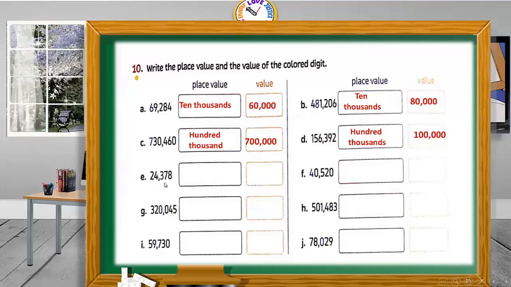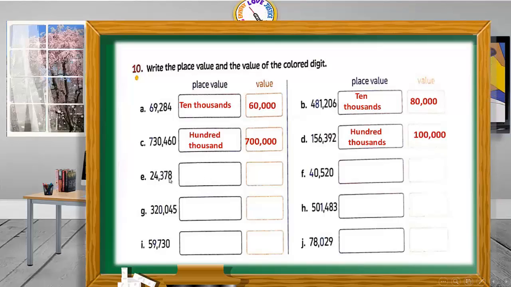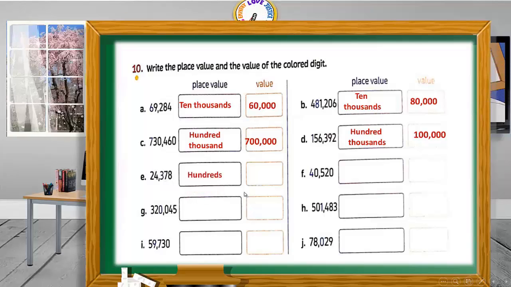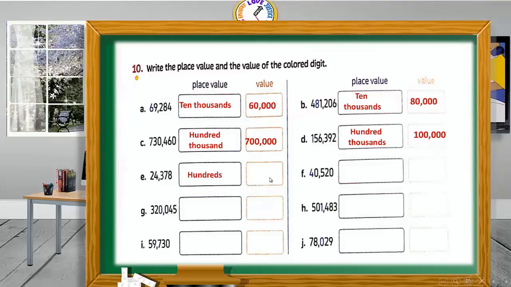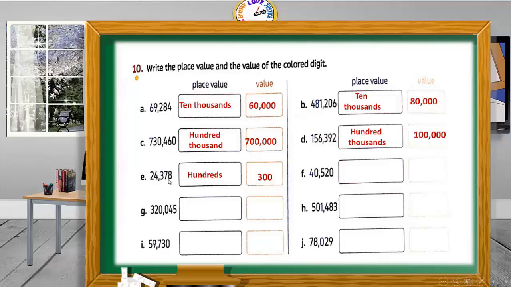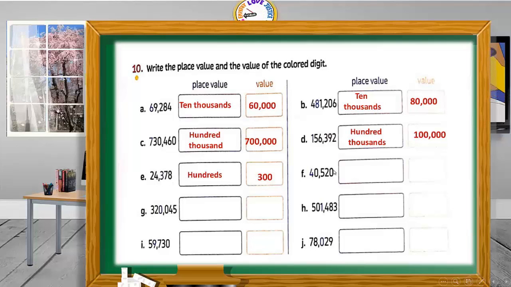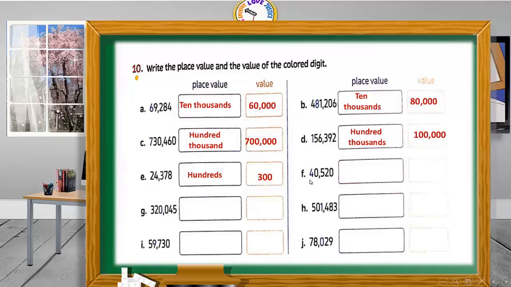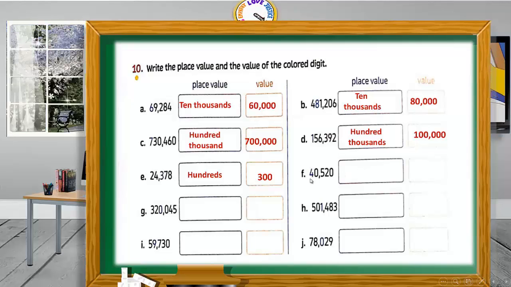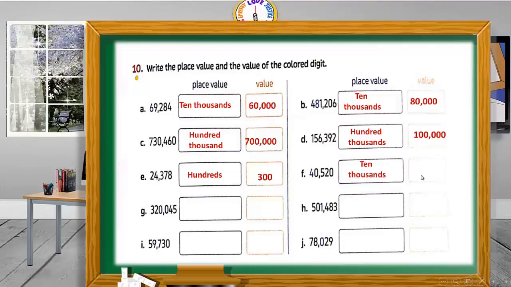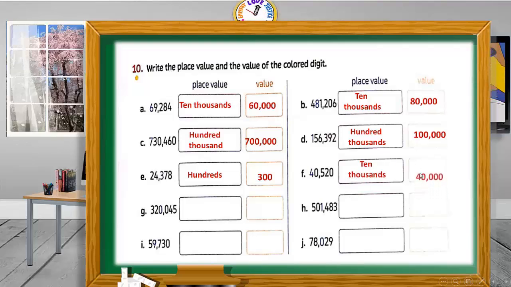E, 3. 3 in which place? Ones, tens, hundreds. You should write hundreds here. And what is the value? Write 3, and you have 2 digits after 3, so you should write 300. Here the colored digit is 4 in 10,000s, so you should write 10,000s. And what is the value? The value is like the expanded form.